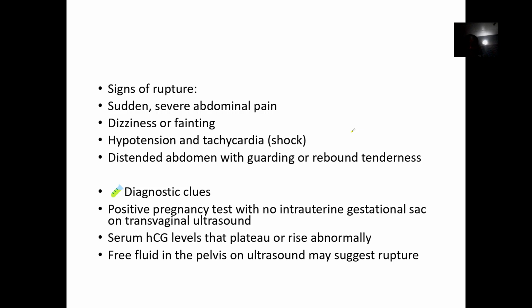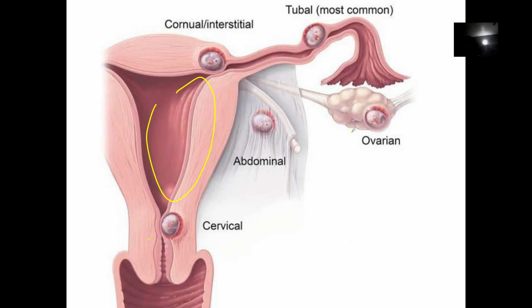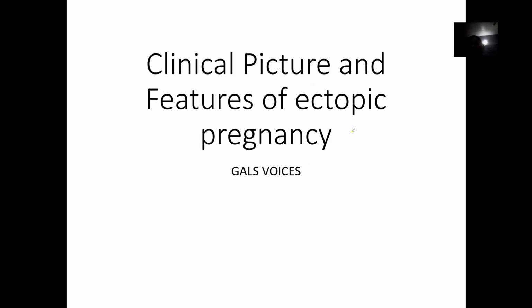Okay, so you do a pregnancy test, it's positive. Human chorionic gonadotropin levels are actually going up. Do you understand? There's free fluid in the pelvis when you do an ultrasound. That can suggest that there's a rupture, because most of the time ectopic pregnancies are accompanied by rupture.